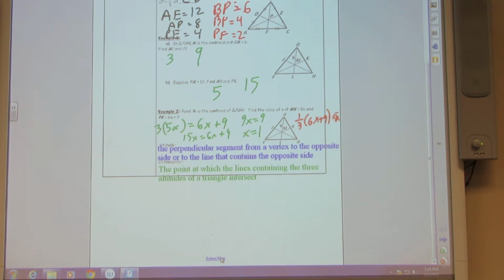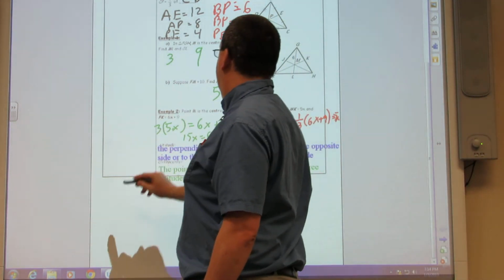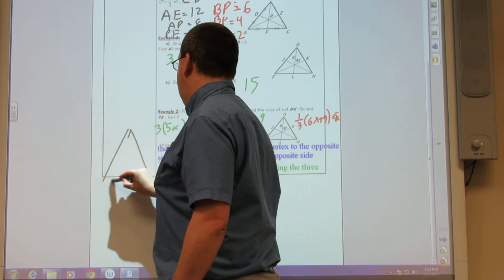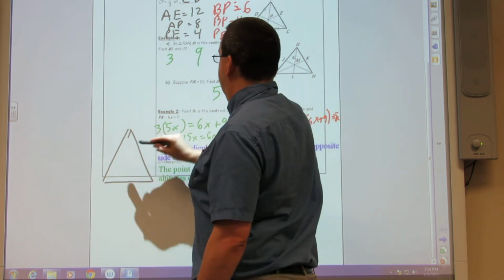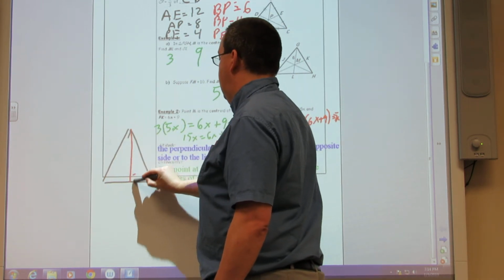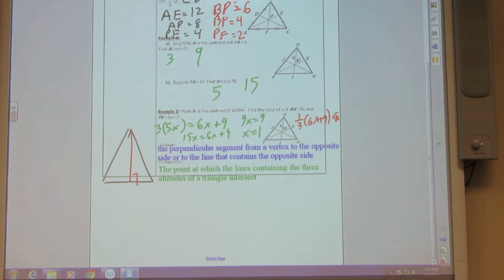Our last thing here is the altitude. The altitude is the perpendicular segment from the vertex to the opposite side or line that contains the opposite side. You probably think of this normally as the height. If I have my triangle, that red line that hits at 90 degrees would be an altitude.